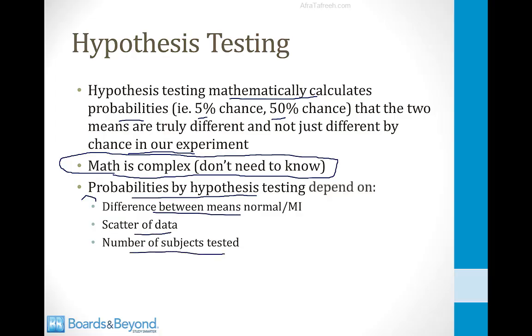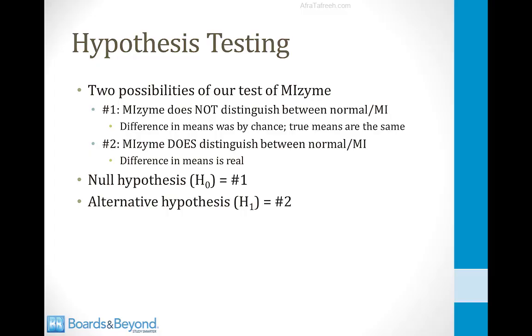And that's what I was showing to you in those graphs on the previous few slides. So let's go back to our experiment and recall that when we tested the MI-zyme levels on normal patients, we found a mean value of 1. And when we tested it on heart attack patients, we found a mean value of 10. There are two possible explanations for the results of our experiment.